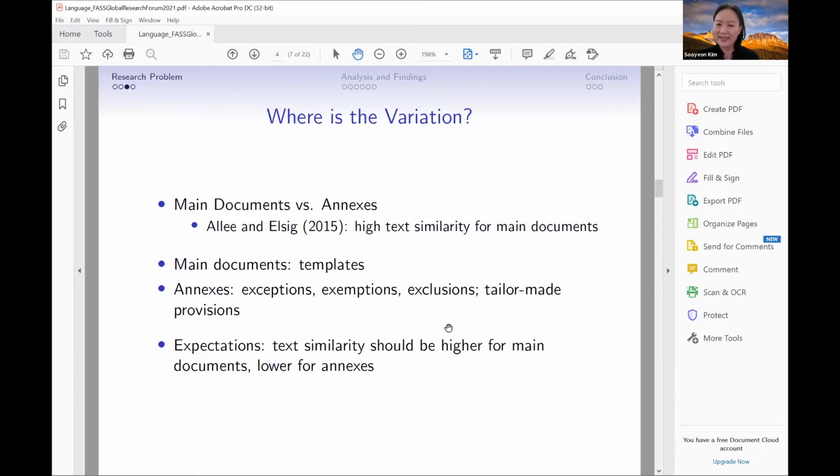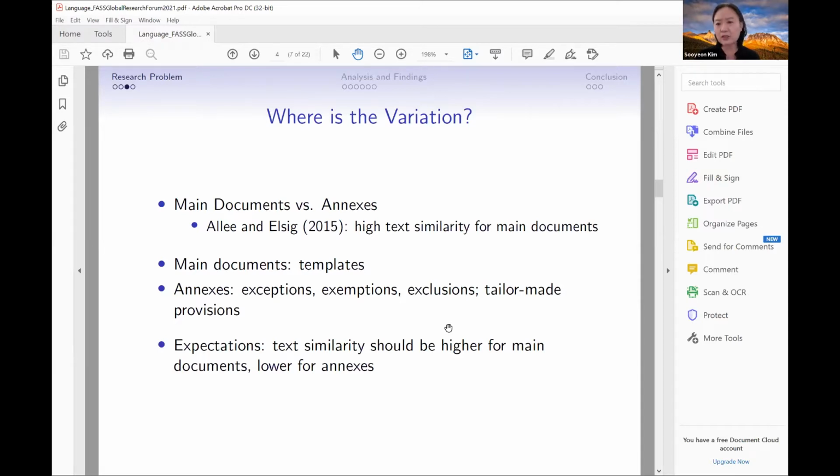On the other hand, annexes are a much more interesting animal. They contain exceptions, exemptions, exclusions, and tailor-made provisions. Annexes contain things where countries, for example Singapore, will refer to a specific legislation in exempting itself from, say, a provision in the Trans-Pacific Partnership Agreement. In the language of international treaties, there's a parallel: in human rights treaties, oftentimes there are derogations, which countries take as reservations or exemptions from their legal obligations.